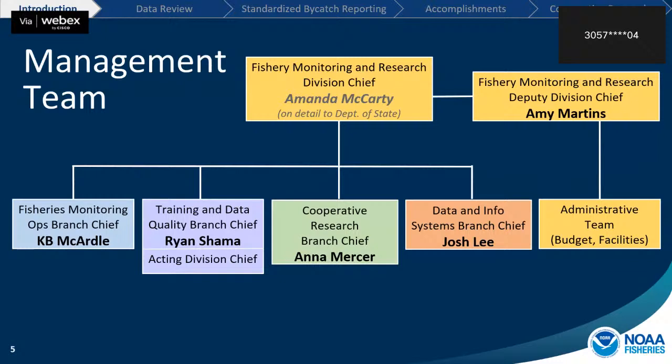We have Dr. Anna Mercer, who runs our cooperative research branch, and Josh Lee, who runs our data and information systems branch. Amy Martins is our deputy division chief, and Amanda McCarty runs our division. However, she's been on a detail and is expected to return in the spring of 2023. Next slide, please.